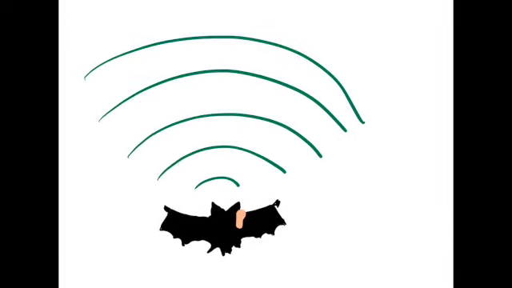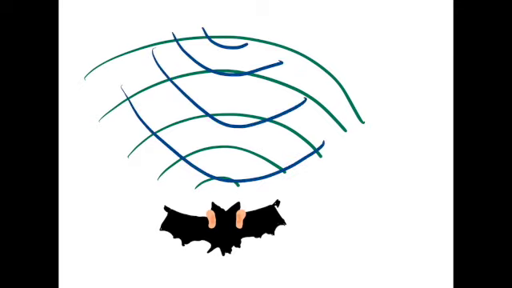Other animals, such as bats, use sound waves to navigate. Bats have adaptations in their vocal cords and larynx to produce high-frequency sound for echolocation. They also have evolved sensitive ears to detect the returning sound waves.